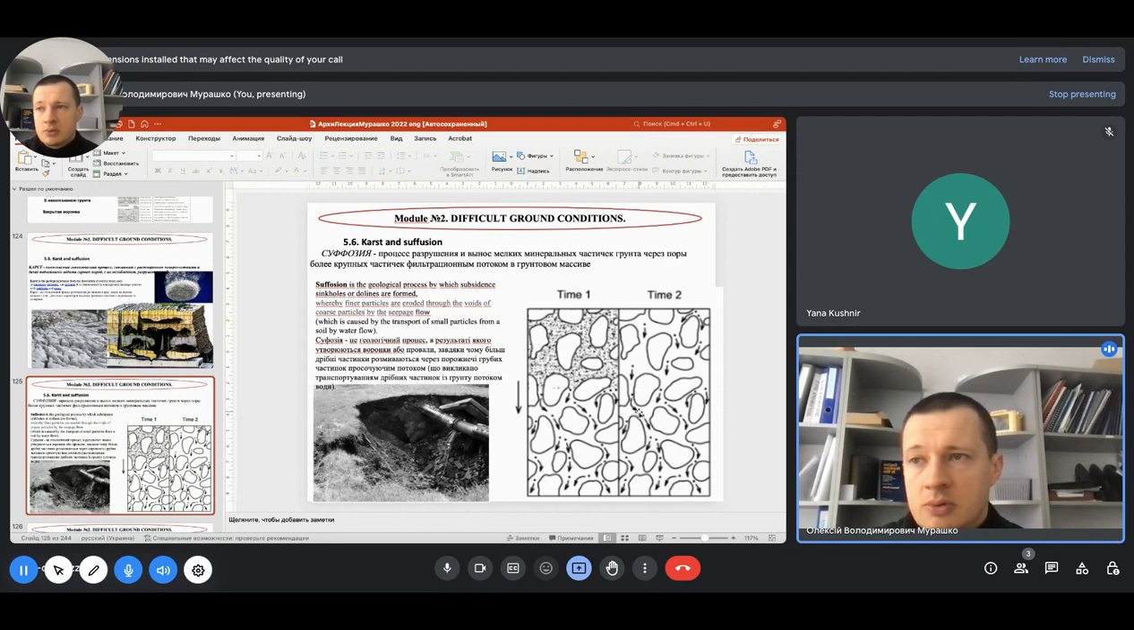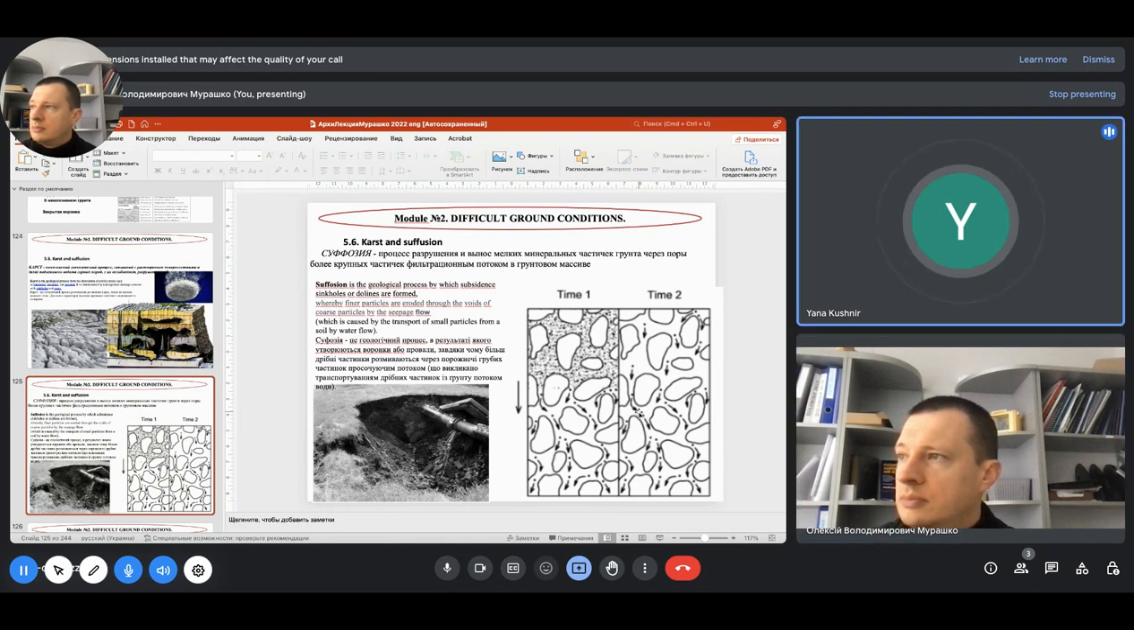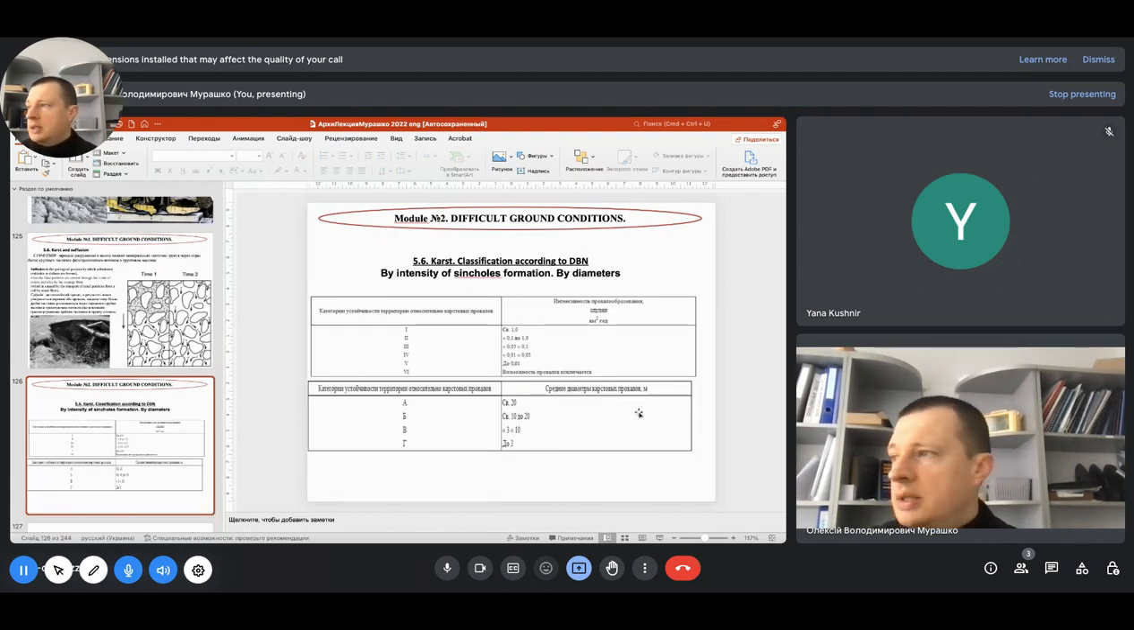which relocates the small particles between the bigger ones. So, is it clear, or any extra explanation? Everything is clear as I see. Okay.